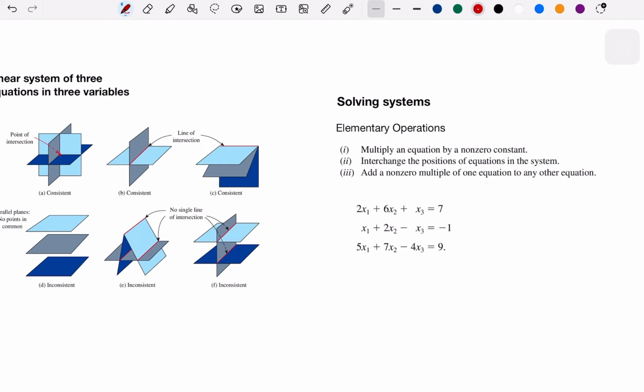So you can add or subtract. Basically, you can add, because subtracting is just adding and multiplying by a negative, right? So you can add this to this. Equations 1 and 2 you can add, 1 and 3 you can add. And basically that is the set of operations that we are going to work with.